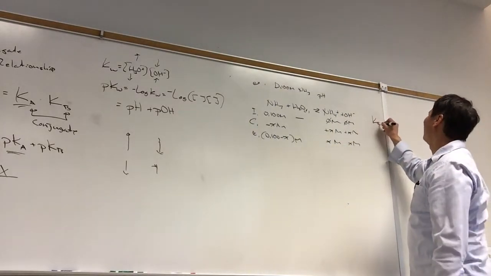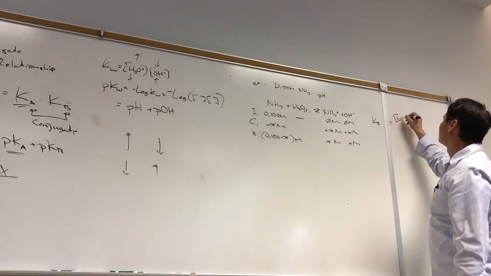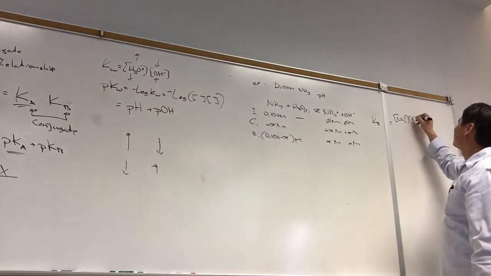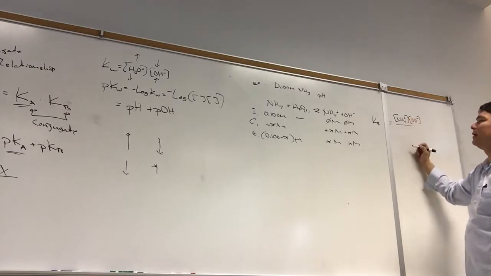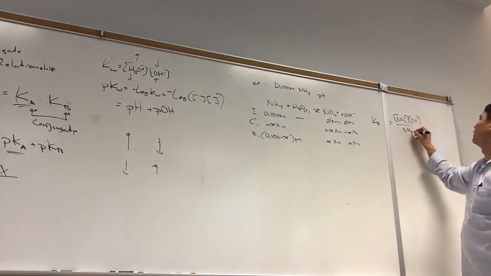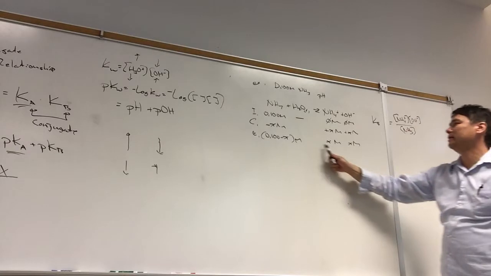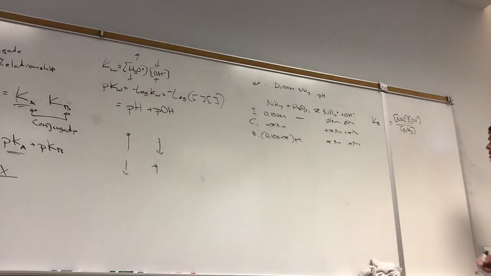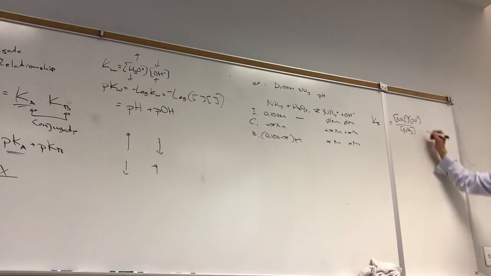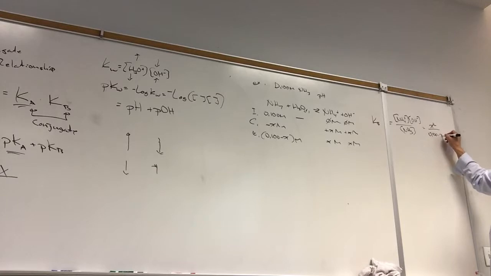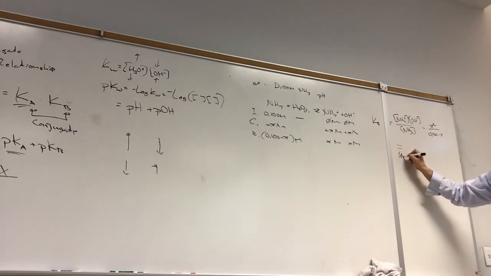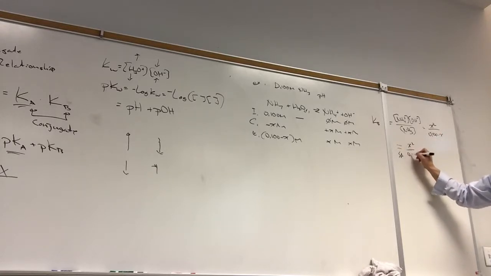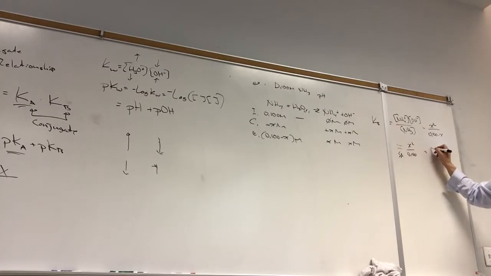Now, Kb itself is just equal to the ammonium concentration times the hydroxide ion concentration divided by the ammonia concentration. Since it's a weak base, most of it will stay as ammonia. Let's see what the percent hydrolysis is of this. So this is going to be x squared over 0.100 minus x. Then we'll just try the simplifying assumption. So this is going to be x squared over 0.100, which is going to equal 1.8 times 10 to the minus 5.